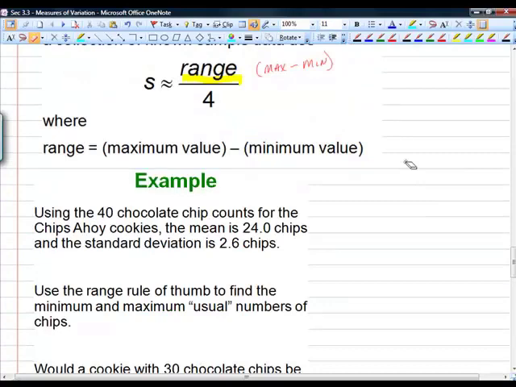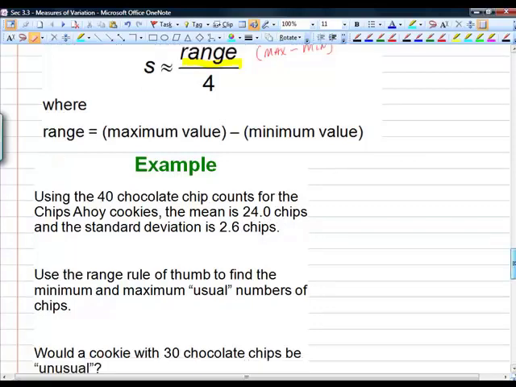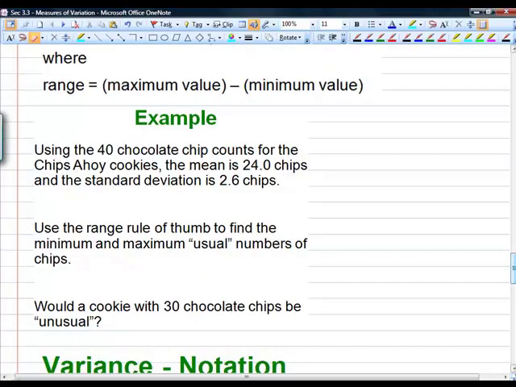All right, using 40 chocolate chip counts for the Chips Ahoy cookies, the mean is 24 chips. The standard deviation is 2.6 chips. Use the range rule of thumb to find the minimum and maximum usual numbers of the chips. Would a cookie with 30 chocolate chips be unusual? Well, here's the mean, 24. In order to find out our minimum value for the unusual, the low end, unusually low, we would take the mean minus 2 standard deviations.